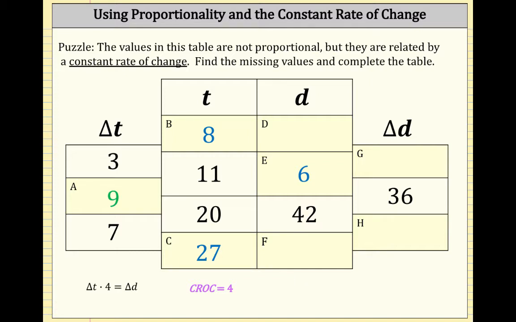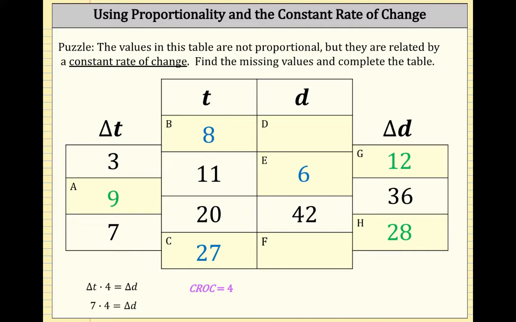We're going to focus on the constant multiple perspective because our goal is to find out what that change in d is for every given change in t. So 3 times 4 will give us the change in d right over here for cell G. So 3 times 4 is 12. Similarly, we can do some analysis with the change in t when it is 7. You take 7 times 4, that's going to give you the corresponding change in d. And so 7 times 4 is going to give us 28. So cell H is going to be 28.